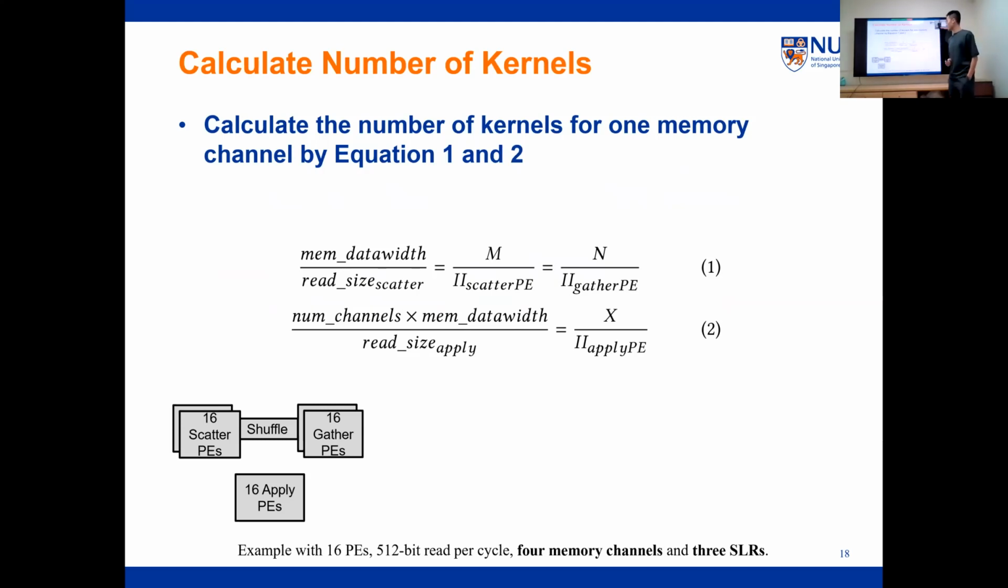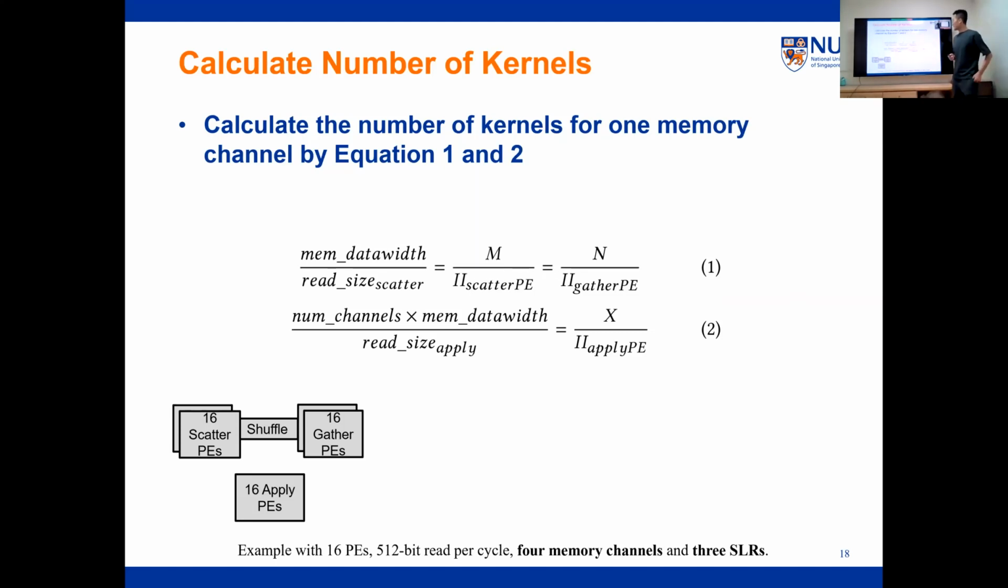So the basic idea is this: given the input from users, we know the RI of each PE, and we also know for each iteration how much data we need to read from the global memory, and we know the data width of the memory channel. Then we can calculate how many PEs we need to meet the bandwidth of one memory channel.